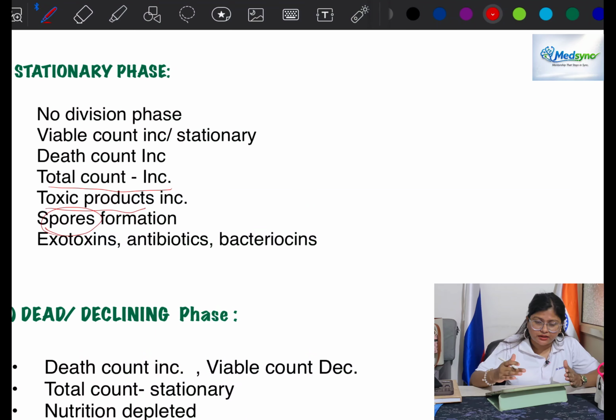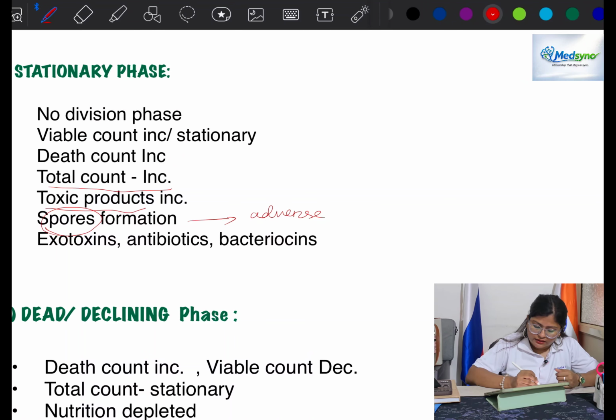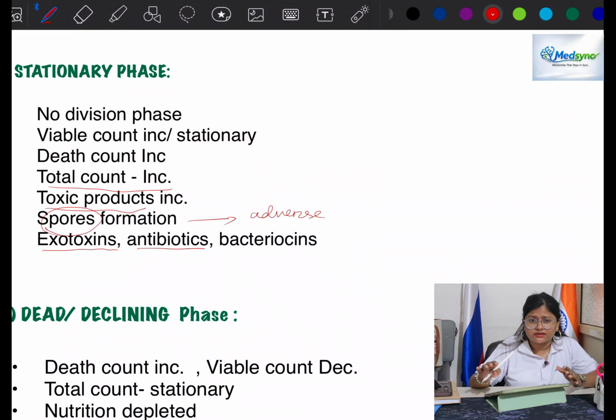Spore formation is happening because in the stationary phase the bacteria is facing an adverse condition. So in adverse condition bacteria form spores, and they also produce exotoxins, antibiotics, and bacteriocins. These are some chemicals which help the bacteria in adjusting to the depleting nutrition.